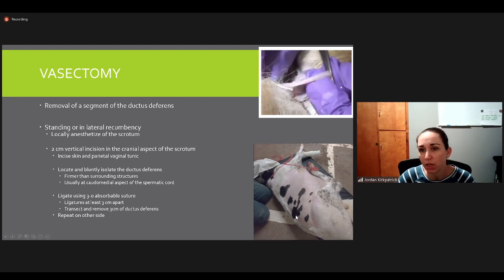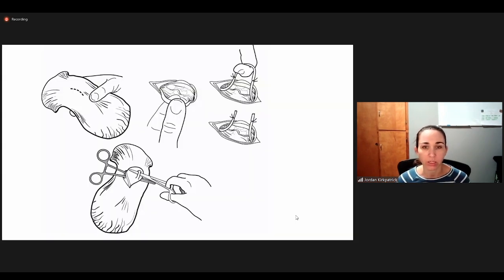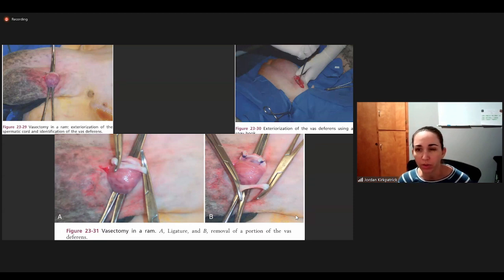And so this is the ductus deferens isolated. So you'd ligate here, and then transect so that you're taking away about this length of tissue. And then close the skin with absorbable sutures. Again, I almost always close with absorbable, so I don't have to go back and take it out, especially when it's underneath the animal. Here's another schematic drawing just to give you a different type of visual. And then this is the procedure being done, I believe, in a sheep. And so again, you can see how it's isolated. They ligate both sides and then take a decent amount out.